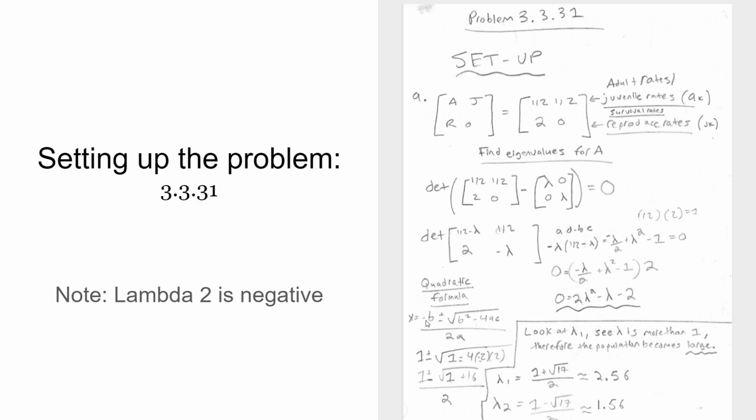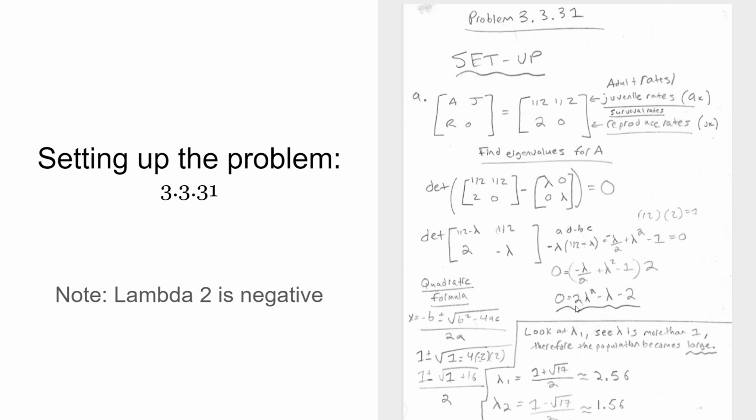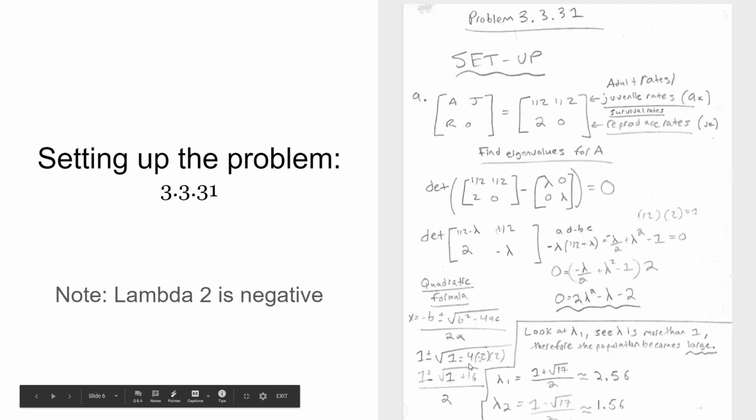Negative 1 times negative 1 is 1. B squared is 1. There should be a plus minus here. Then I have 4 times AC. A is 2. C is negative 2. So that's 4 times negative 4, which is negative 16, and subtracting it gives positive 16.